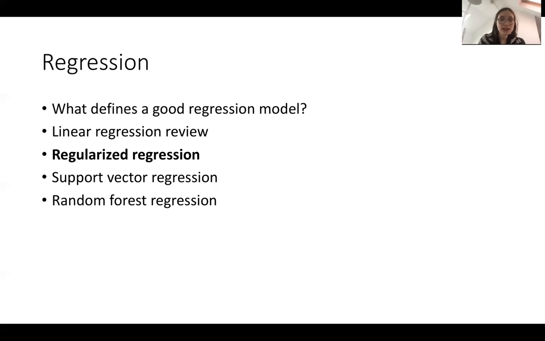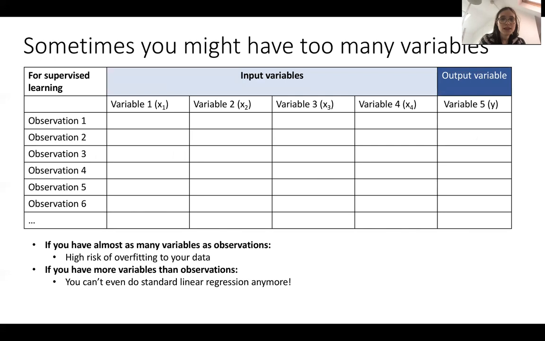Next, we'll look at regularized regression. Sometimes you might have too many variables to do multiple regression analysis. For instance, if you have almost as many variables as observations, then you have a high risk of overfitting your data. In addition, if you have more variables than observations, then you can't even do standard linear regression anymore. One of the potential solutions to this is regularized regression.